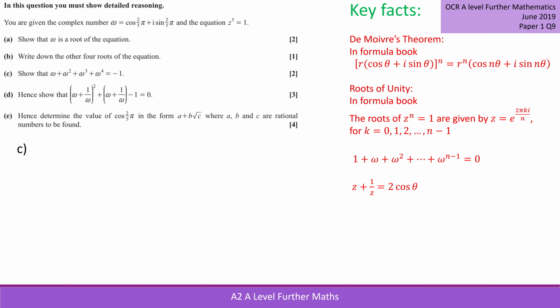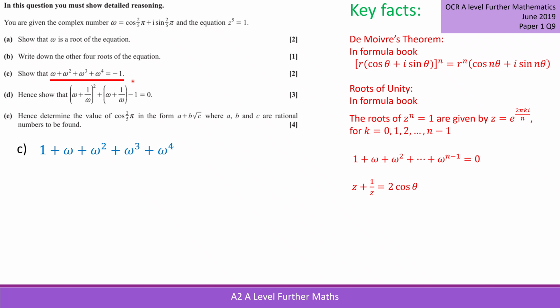Now on part C, you've got to show that omega plus omega squared plus omega cubed plus omega to the 4 is equal to -1 for 2 marks. You should look at that and think this is pretty obvious, because it's very similar to what we've got here. The sum of the roots is going to equal 0. We know that the sum of the roots equals 0, but it's showing that which is more difficult.